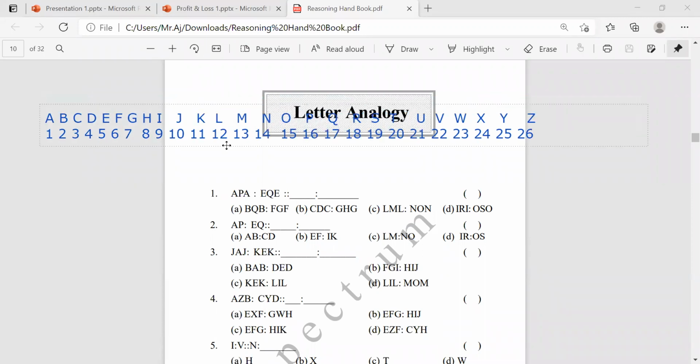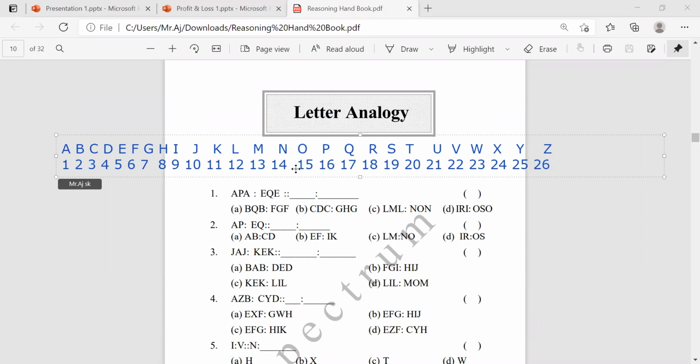This is very important: the ranking of letters and letter numbers, and you should know the reverse order ranking also. I said many times in coding and decoding and letter series, we just subtract 27 minus the original number. If you want to find the J number, then 27 minus J, whose original number is 10, is 17. In reverse order, it is 17. Like that, you have to find the reverse ranking.